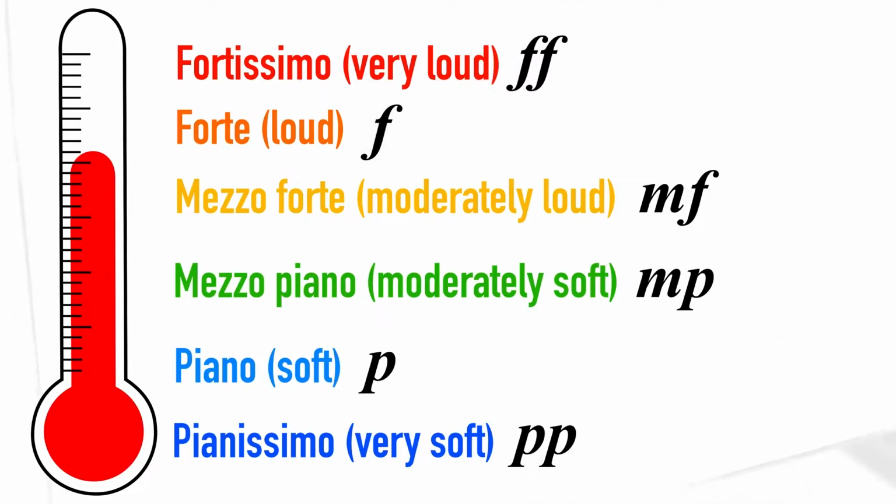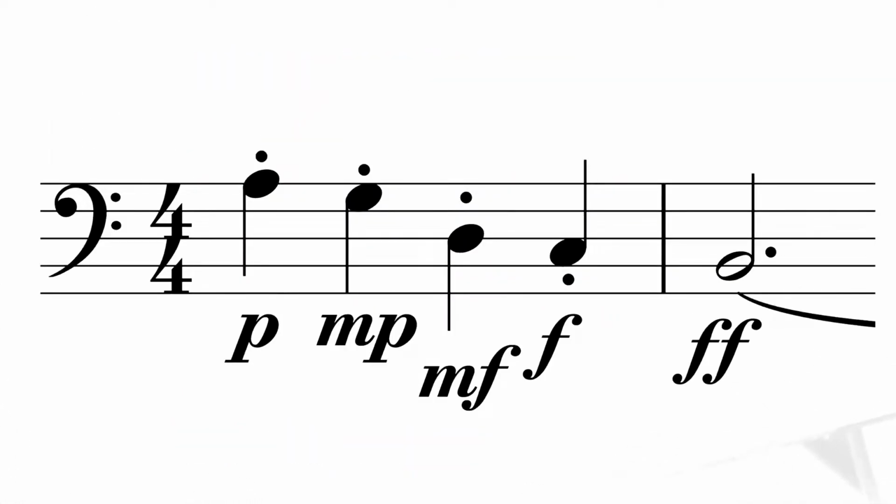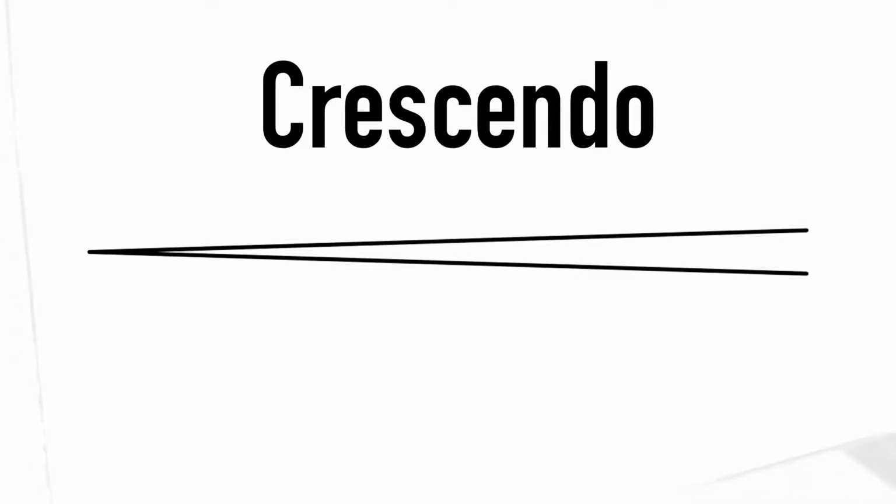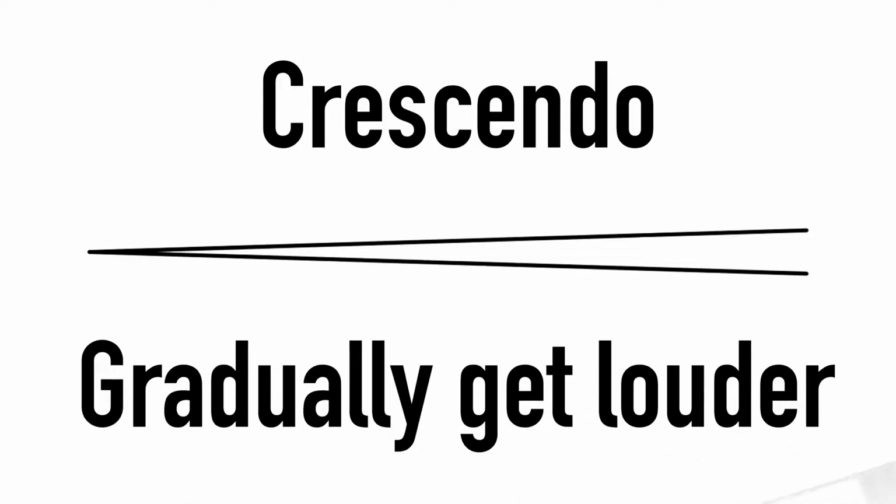Now what if we wanted the music to gradually get louder or get softer? It would be ridiculous to write down every dynamic as it changes. Instead, we make use of two different symbols to tell the performer to gradually get louder or softer. This is called a crescendo. It starts from a single point on the left and widens as we move to the right. This tells the performer to gradually get louder.